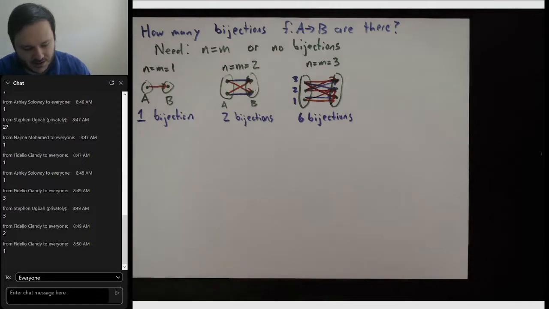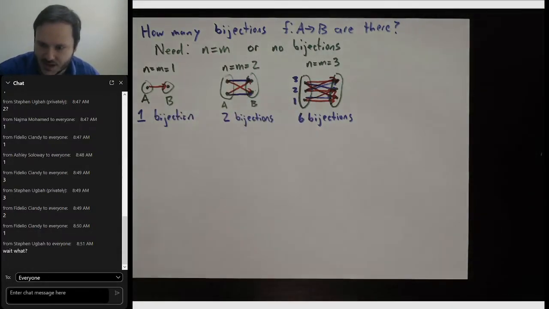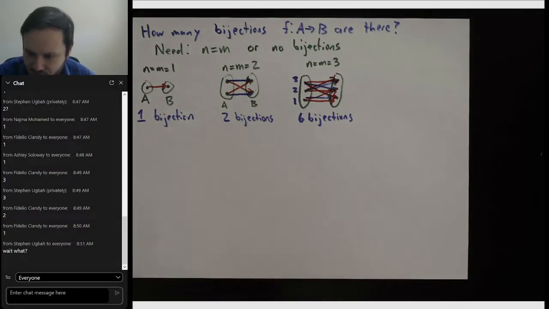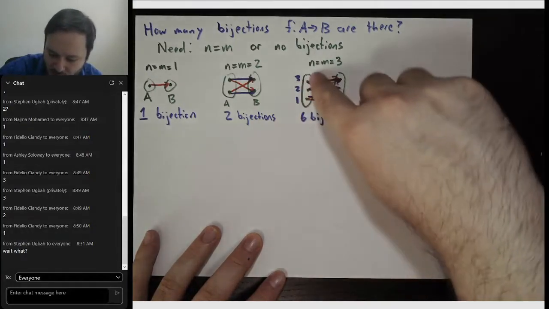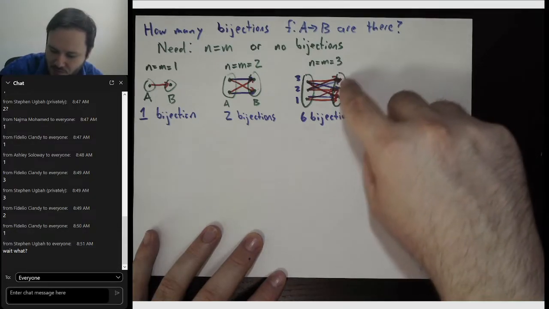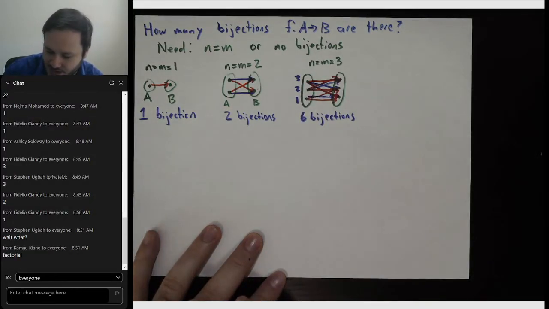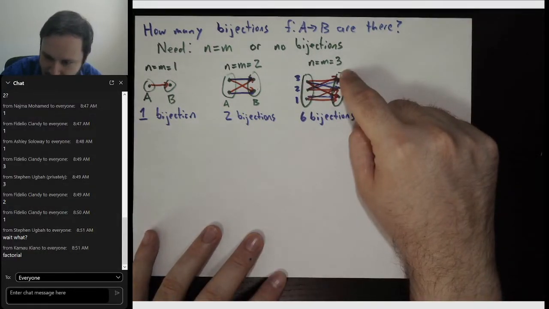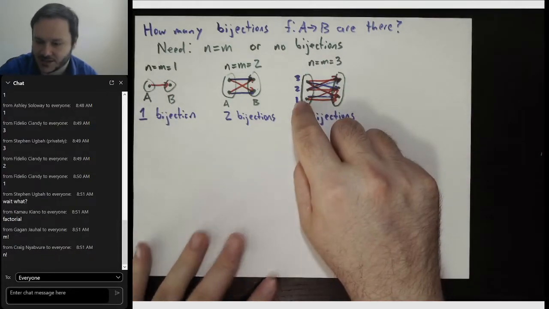So what do we think about the general case? What about n equals m? How did we get 6? Where did I get 6 from? Well, I had 3 options for my first vertex, top, middle, or bottom. And then given my first vertex, I had 2 options for my second vertex. It couldn't be the same one as the first one, but I had 2 other ones going on. And then 1 option for the last one. It had to be what's left.